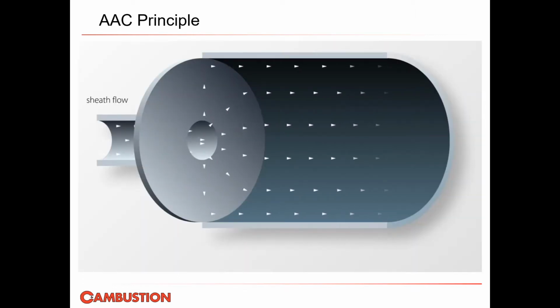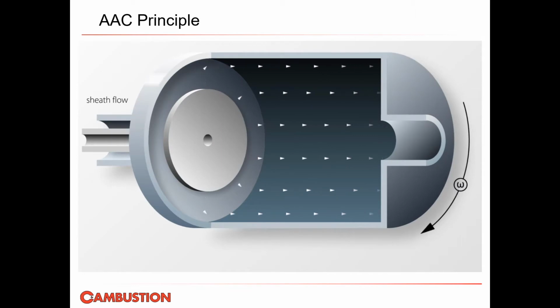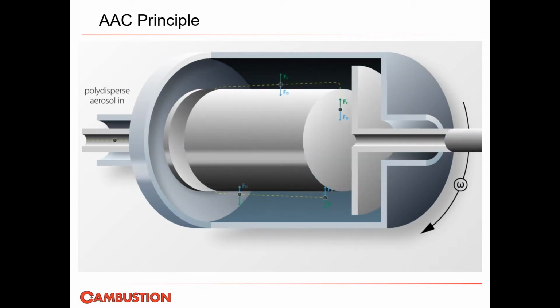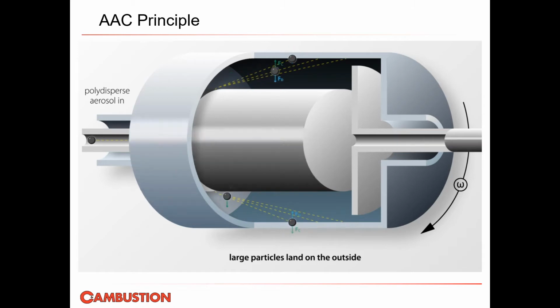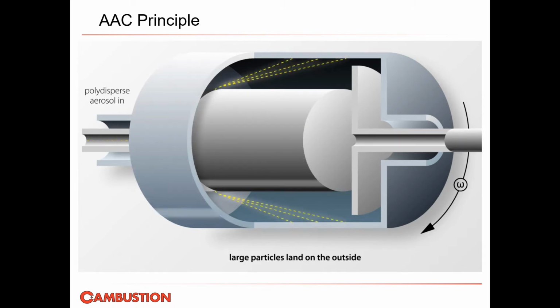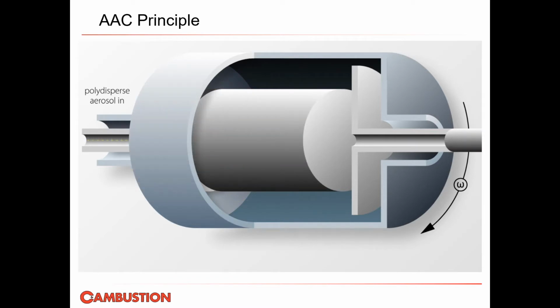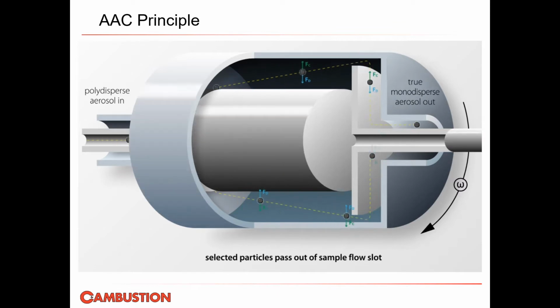So how does the AAC work? Well, like a DMA, there's a sheath flow in a classifier, but unlike a DMA, the classifier is spinning, producing a centrifugal force, and there is no electrical field. Smaller particles are lost to the sheath flow. Larger particles land on the inside of the outer cylinder of the classifier. And by setting the speed to be just right for the aerosol particles that you desire to leave the classifier, those particles emerge through a narrow slit from the right-hand side of the classifier as a monodisperse aerosol.